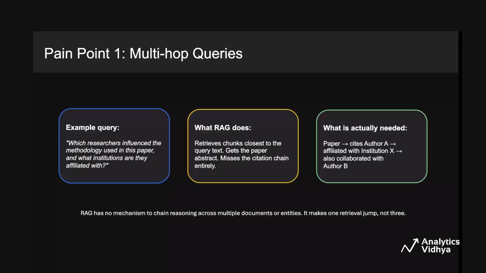Here is the first failure mode, multi-hop queries. Consider this question. Which researchers influenced the methodology used in this paper? And what institution are they affiliated with? What RAG does is, it retrieves the chunk closest to that query text, maybe the abstract, and stops there. It misses the citation chain entirely. What is actually needed is a chain of reasoning. Paper cites author A, affiliated with institution X, who also collaborated with author B. That is 3 hops of reasoning. RAG has no mechanism to chain reasoning across multiple documents or entities. It makes one retrieval jump, not 3. That is the core limitation here.